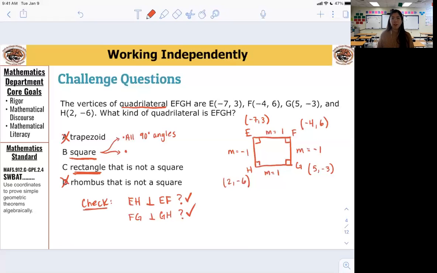So squares have all 90 degrees. And remember, a square is the combination of a rectangle and a rhombus. So what's something that a rhombus has that we actually checked in the previous example? What can I check about this quadrilateral that involves calculating some slopes? We already know the slopes of all 4 sides. What is one more slope that I can calculate?